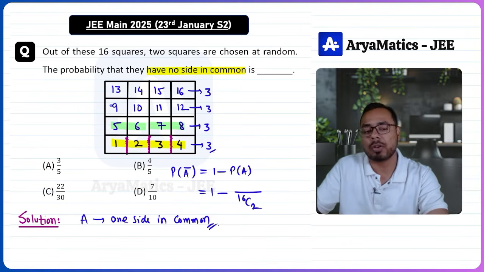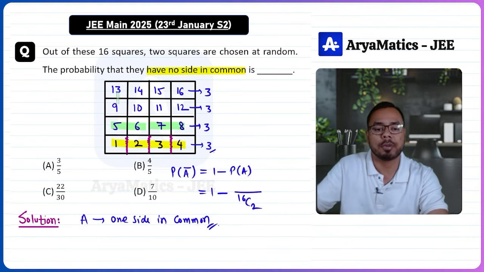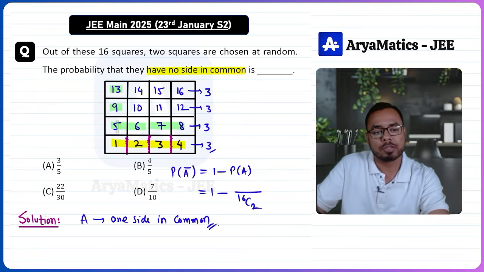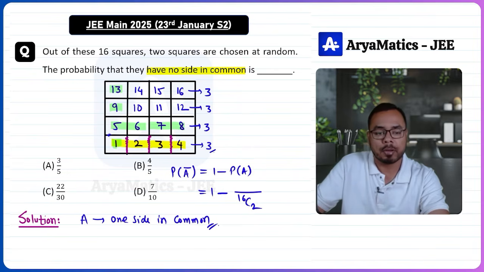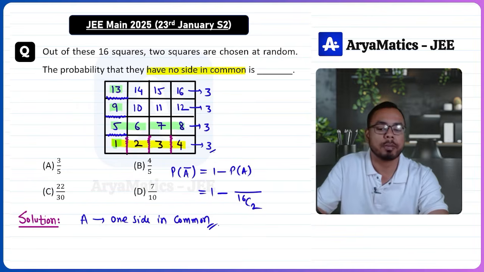Now, the same thing you can say column wise also. If we talk about this first column, if I select squares 1, 5, or 5, 9, or 9, 13, then we can get a common side. So in this first column, again there are three different ways. Either you can select 1, 5, or 5, 9, or 9, 13. Then you can get one side common, right?